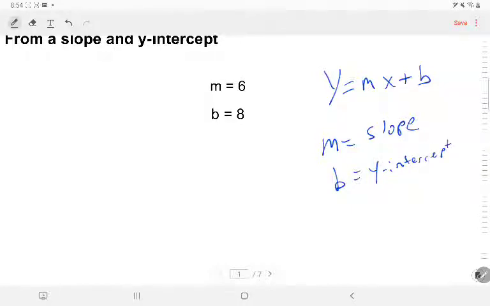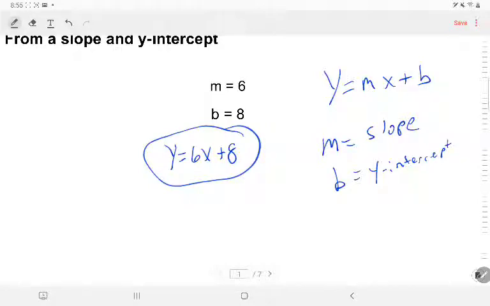Okay? So if they gave us the slope and we knew the y-intercept, we simply have to plug it in. Y equals 6x plus 8. And that would be the answer. That's all you have to do to put it in slope-intercept form.